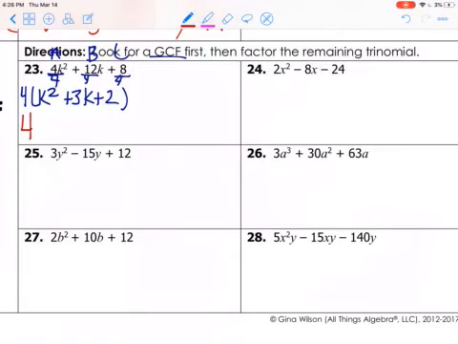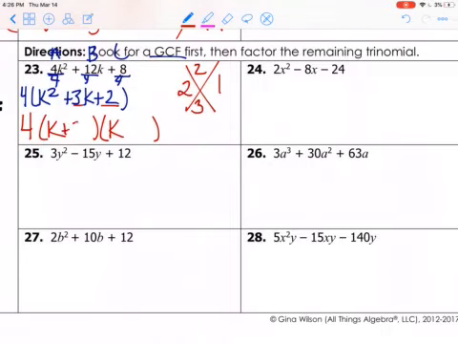So I'm still going to write my 4. I'm going to write my factors out. I have k, I have k. And now I'm going to put my new trinomial's information. I'm going to put a 2 there, and my 3 in the bottom. Things that multiply to be 2 that add to be 3 are a positive 2 and a positive 1.